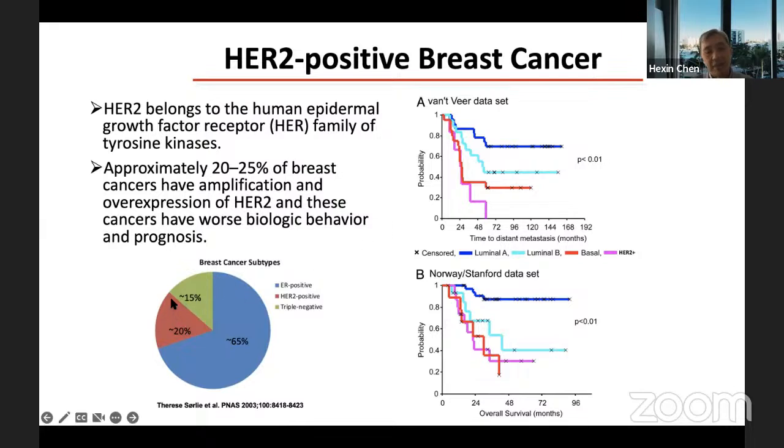So the HER2 type, even though it only accounts for 20 to 25% of breast cancers, is very aggressive. Look at the survival curve here. This is Luminal A, Luminal B. Basically, these are hormone-positive breast cancers. They have relatively better survival. But the other two types of cancer here, the HER2-positive and also the basal, sometimes called triple negative, are overlapping. They have a much worse survival rate compared to the other subtypes of breast cancer. Two different studies both show a similar pattern. So HER2-positive breast cancer is a very aggressive type of breast cancer.